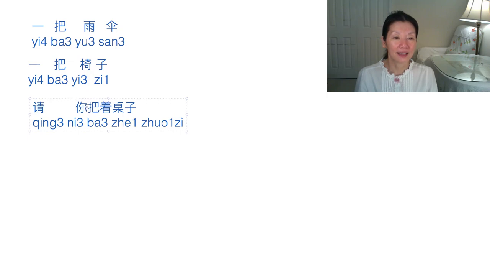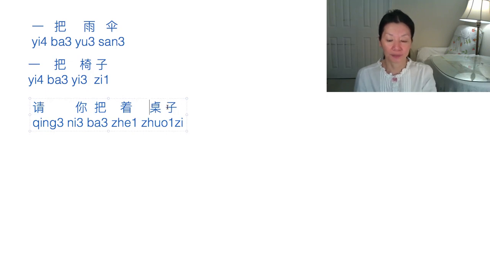你, 你 is third tone. 把着桌子, 桌子, one here, okay. Then 桌子, where the second character you can put the first tone, you don't have to, okay. 请你, because the sounds are very light, okay, very soft. 把着桌子, okay. 把, okay. 请你, okay, then, 请你, please, please you, 把, as a hold.